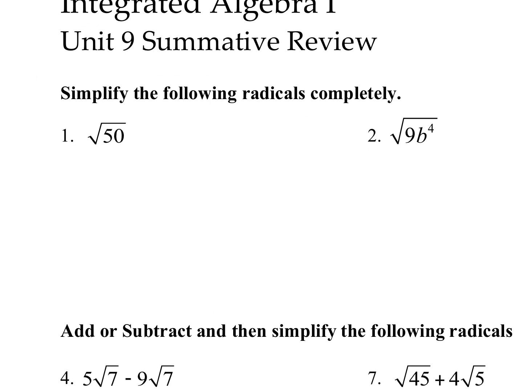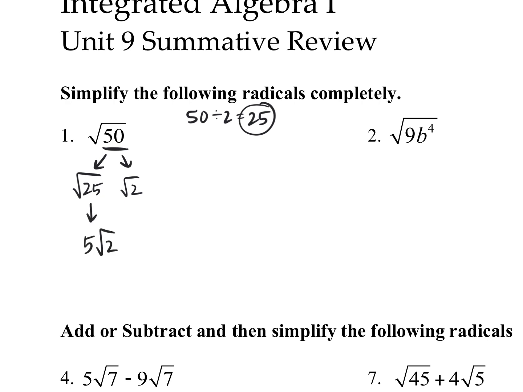Okay, for problem number 1, you are simplifying the following radicals completely. So when I look at 50, I'm looking at what is the biggest perfect square that goes into 50. So I can take 50 divided by 2. That gives me 25, which is a perfect square. So I already found my perfect square with my starting point. So square root of 25 times square root of 2 gives me 50. And then I can simplify the square root of 25 to give me 5 square root of 2 for your final answer.